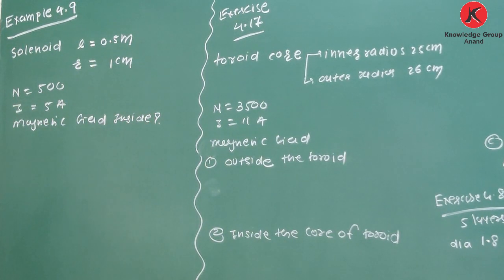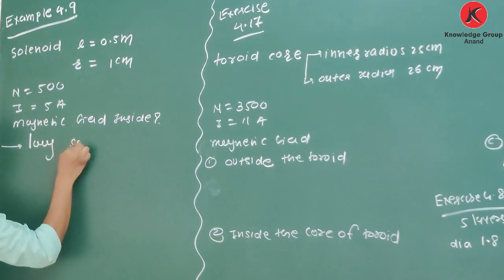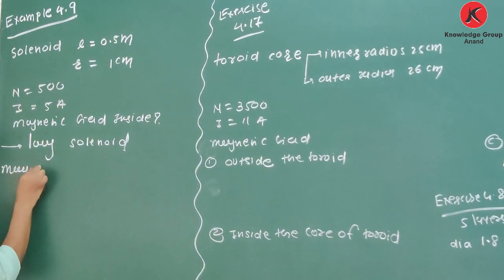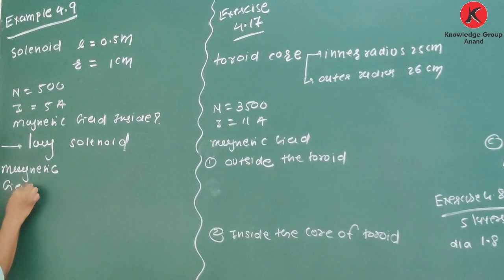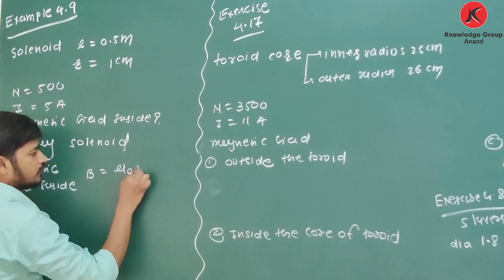Yes, simple. You are given one solenoid having length 0.5 meter and radius 1 centimeter. The number of turns, N, is equal to 500. The current flowing through it, I, is 5 ampere, and you have to find the magnetic field inside. Length is 0.5 meter and radius is 1 centimeter, so we can say it is a long solenoid. In the case of a long solenoid, what is the equation of the magnetic field inside? B is equal to mu 0 n I.